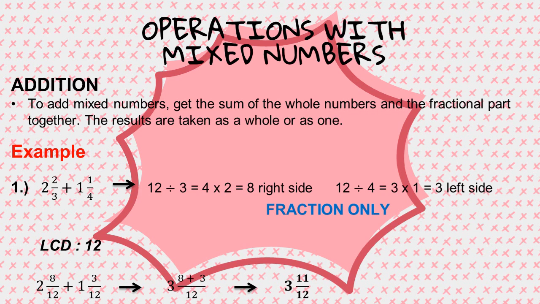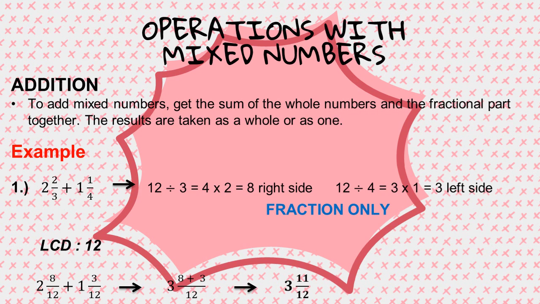So, for example, class, let's start with the first example. So, we have 2 and 2/3 plus 1 and 1/4. So, solve natin siya, class, gamit ang first method po natin. So, add muna natin yung fractions na 2/3 and 1/4. So, since dissimilar fractions na po sila, hanapin natin yung pinaka-LCD po natin. So, yung LCD nila ay 12. Tama po ba, class? Na 12 po yung ating pinaka-LCD sa ating given na ito.